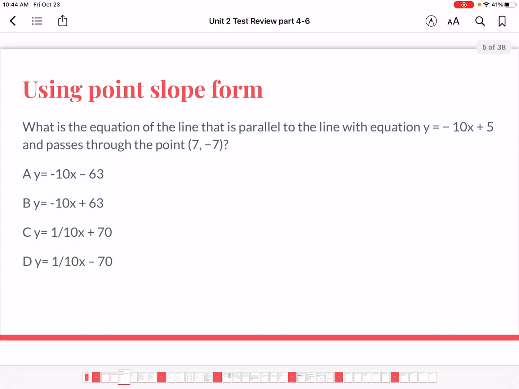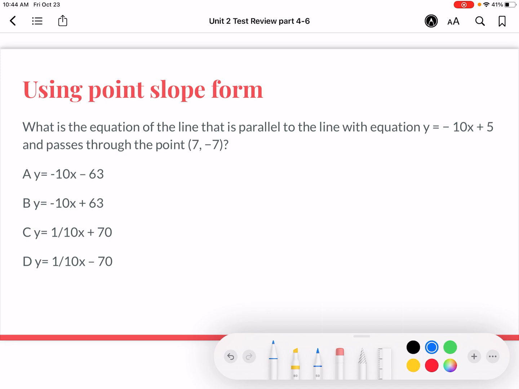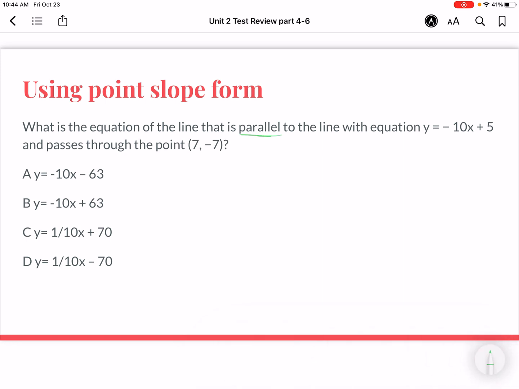All right. When it comes to problems that deal with parallel and perpendicular, the first thing I want to do is find out if it's parallel or perpendicular. In this case, it's parallel. If it's parallel, I'm going to steal the slope. So I need to use the exact same slope. So I can get rid of C and I can get rid of D.